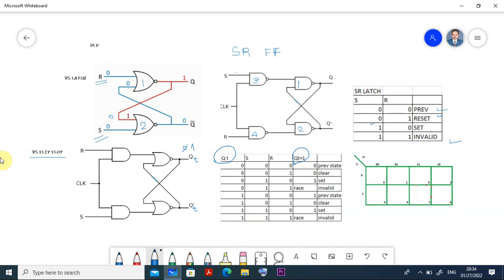Are you following me? Previously Qt was equal to 0, and Qt plus 1 was also the previous state. But immediately I changed Qt to 1. Here, when Qt is equal to 1 and both S and R are 0, in 000 the case was 0, but in 100 the case becomes 1. So the Qt plus 1 output goes to the previous state, that means previously it was 1.